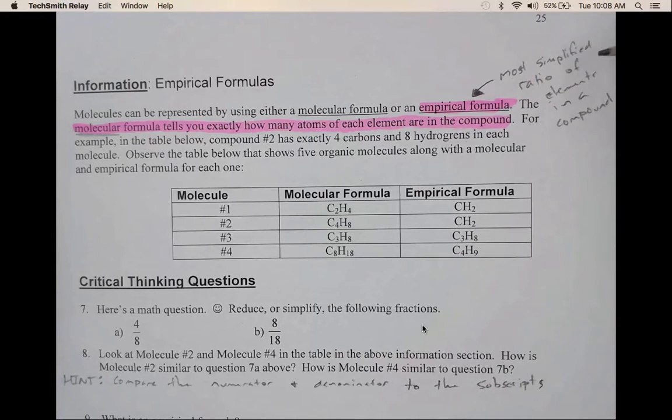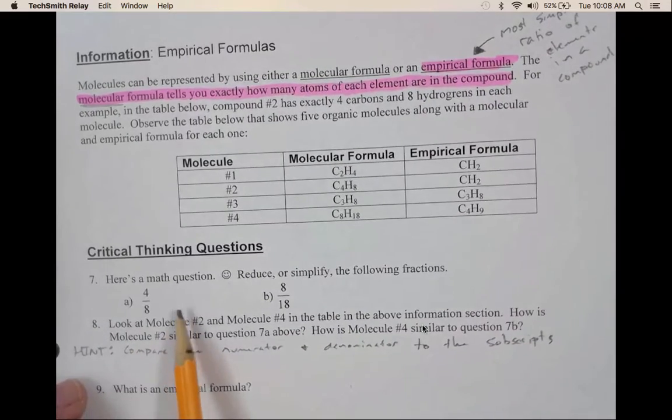So the empirical formula is the most simplified ratio of the elements in the compound. So that's like after we reduce, we call that the empirical. The molecular formula tells us exactly how many of each atom are present in the compound. So that's the exact number, that's precisely how much you have without reducing. Remember, we care more about the ratio of elements, so you do have to remember to simplify whenever you can.